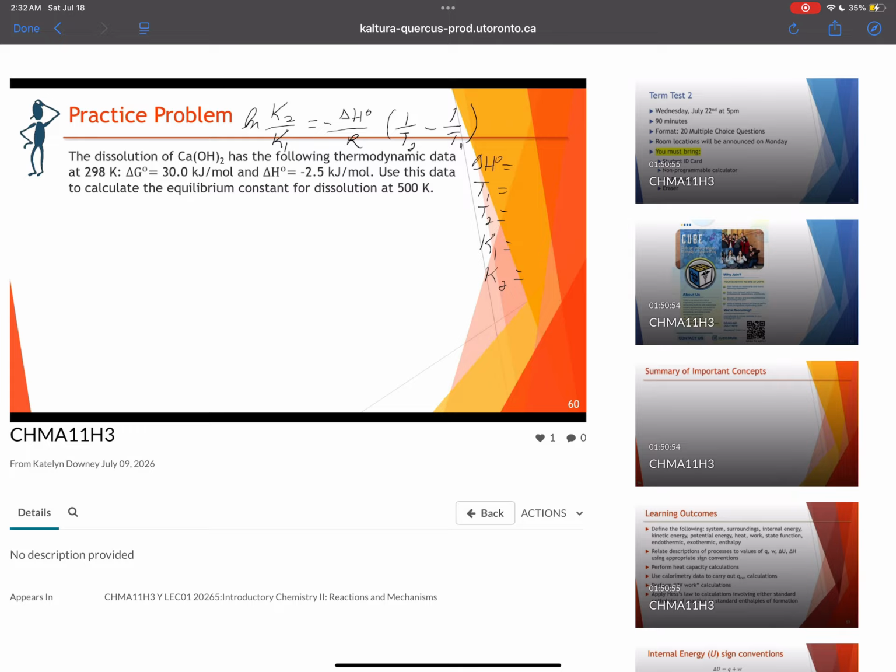Okay, so I know that it's asking me to calculate an equilibrium constant at a different temperature. We only have one equation for that, and it's this guy that I've written at the top of the board, the Van 't Hoff equation that we just learned in the previous slide. Okay, now let's see if I have all the variables for that equation.